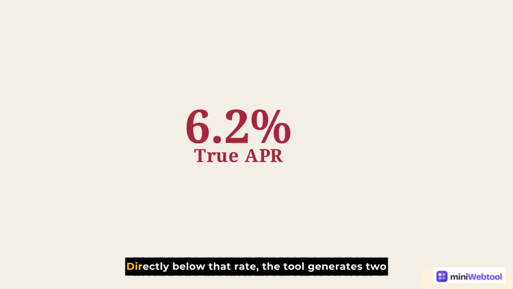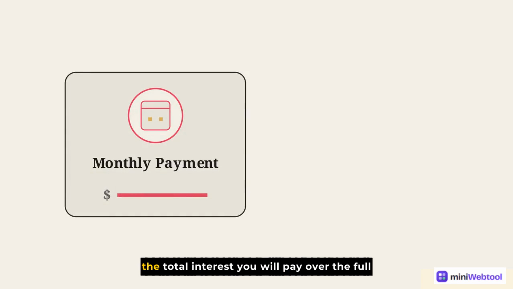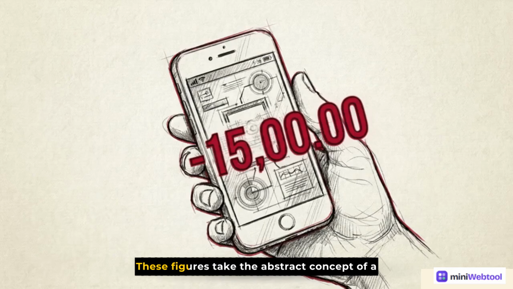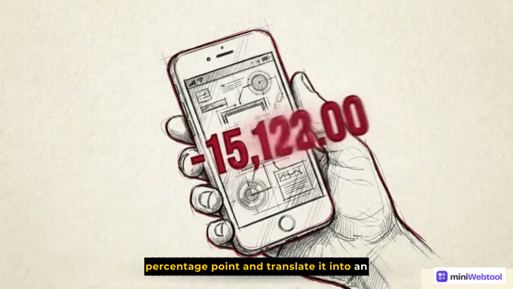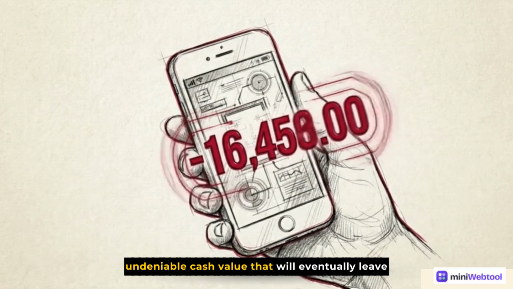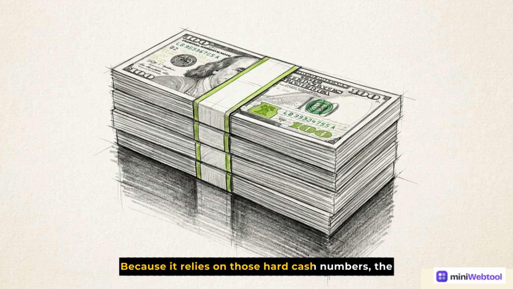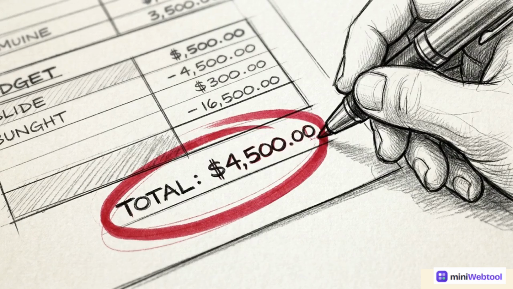reality. Directly below that rate, the tool generates 2 concrete figures: your exact monthly payment and the total interest you will pay over the full duration of the loan. These figures take the abstract concept of a percentage point and translate it into an undeniable cash value that will eventually leave your checking account. Because it relies on those hard cash numbers, the true APR is the only legitimate metric you can use to evaluate if a loan fits your budget.